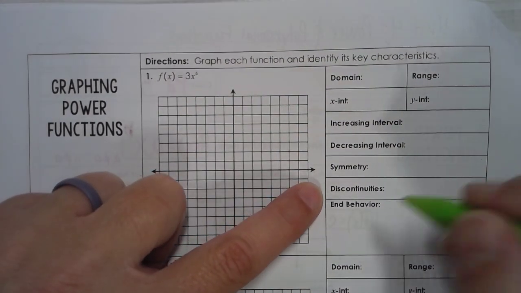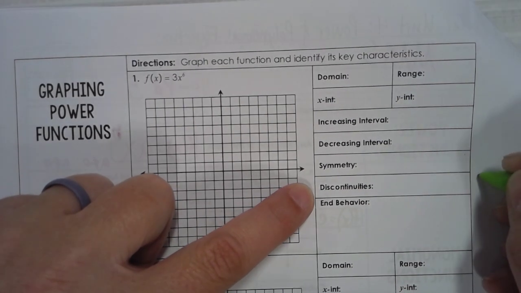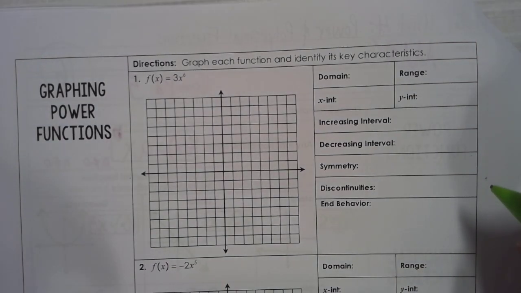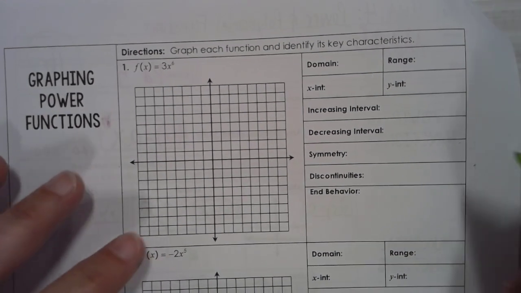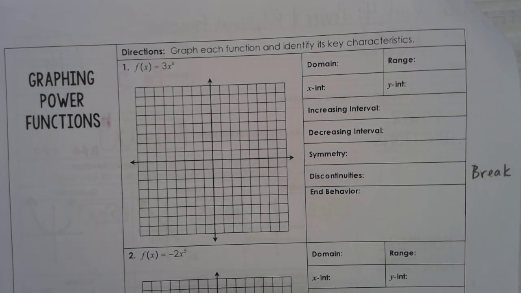Discontinuities, what does that mean? Discontinuity means there's a break. So it's not a solid line from left to right. Like you have to pick up your pencil and jump over to the other part. Like a reciprocal graph has a discontinuity. You can't draw that all at one time.